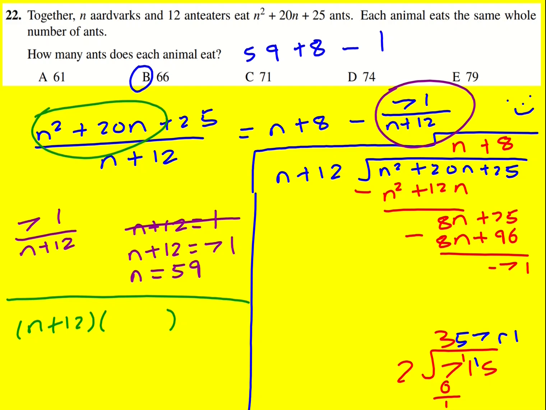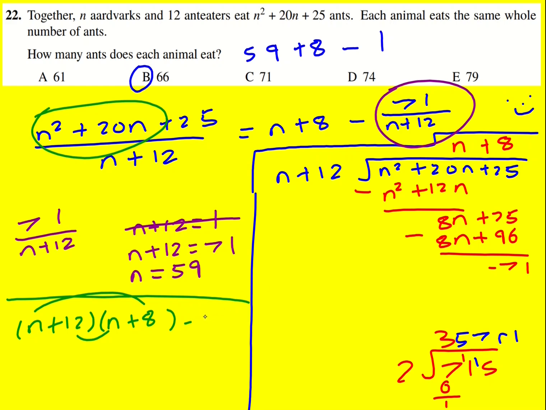And here's what I'm focusing on, the n squared plus 20n. So I could write this as n plus 8 times n plus 12. That will give me n squared plus 20n, because I'm going to get an 8n and a 12n. But then I've got an extra 96. So I just need to minus that. It's going to be 25 minus 96. And here's my minus 71, like I had before.